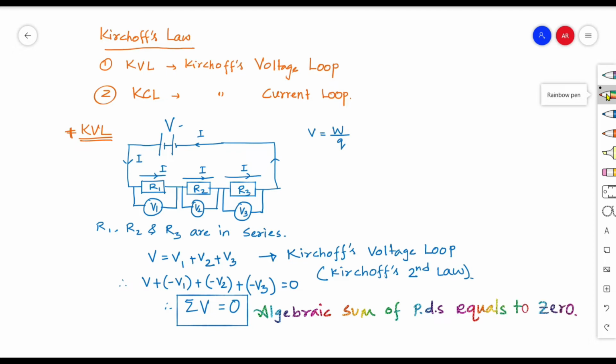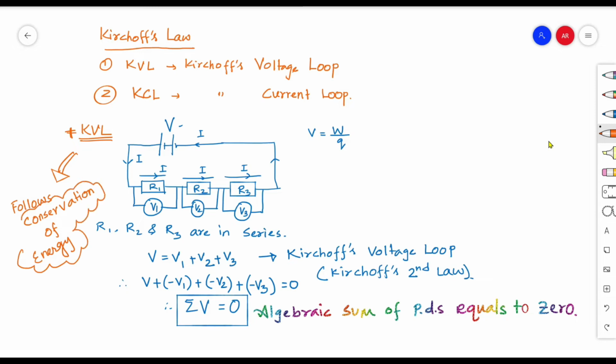So it is based on the conservation of energy. This is what we call Kirchhoff's voltage law and Kirchhoff's second law as well. It is based on the conservation law of energy. Energy gained by the charge from the battery is going to be the same as energy dissipated, used up through the various components in the circuit.